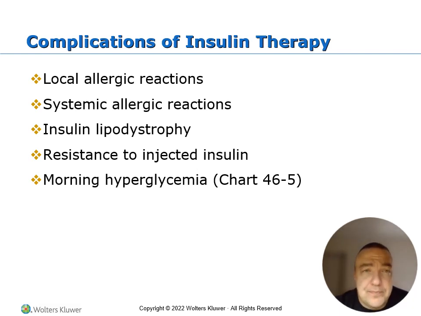Diabetes was initially treated with insulin that was pulled from pigs and cows, so your bovine and porcine insulins. And there is a 2 amino acid difference between those insulins and human insulins. So that's where your allergic reactions were coming into play. So people who had those, they would have a systemic allergic reaction, and sometimes they would have reactions at the injection site.